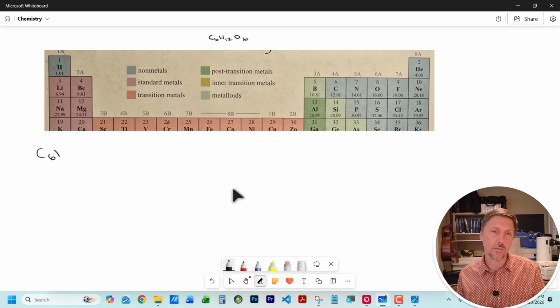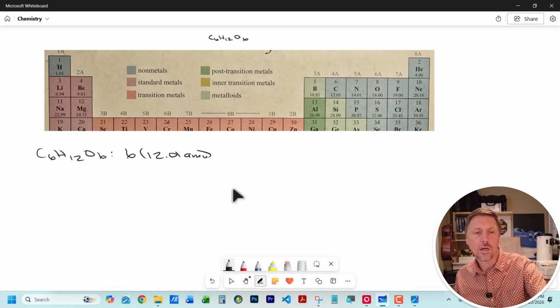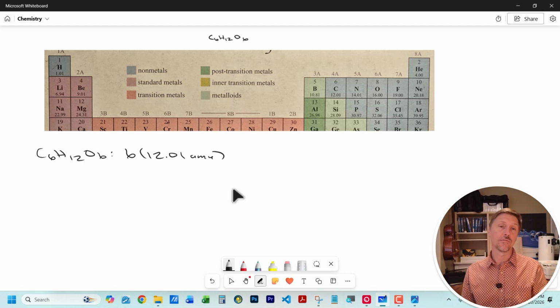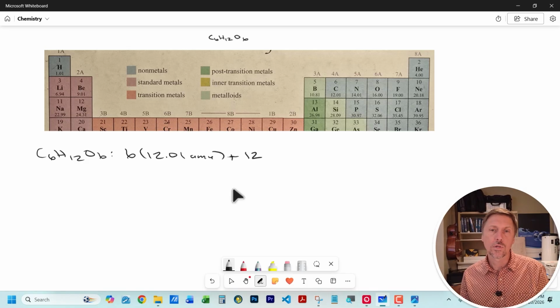So if I want to find the atomic mass of C6H12O6, I've got 6 carbon atoms that have a mass of 12.01 AMU, so 6 times 12.01 AMU. But remember, mass is additive, so I can just add up the mass of each of the individual atoms in there. I've got 12 hydrogen atoms, and hydrogen has a mass of 1.01, so 12 times 1.01 AMU.